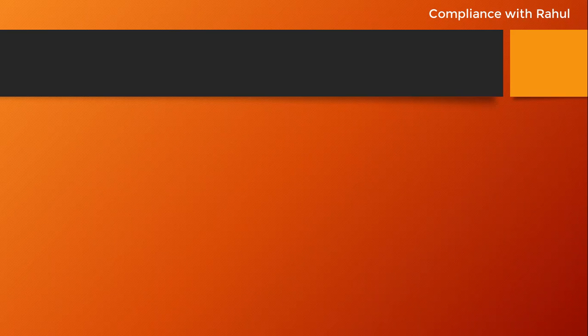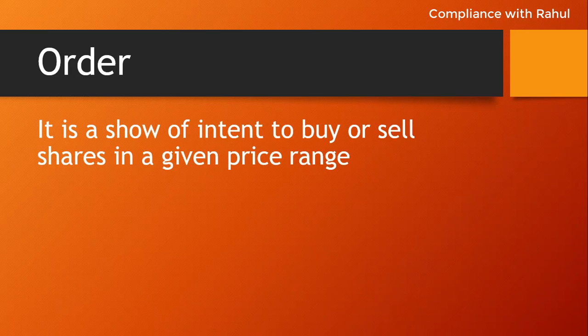But to buy a share or sell a share, you have to place an order. An order is an intent to either buy or to sell a financial instrument at a certain price. There are many types of orders. There is a limit order, there is a market order, and bracket orders, cover orders. We will be discussing types of orders in the upcoming video series.